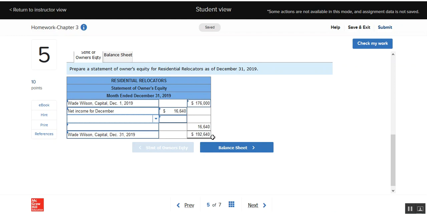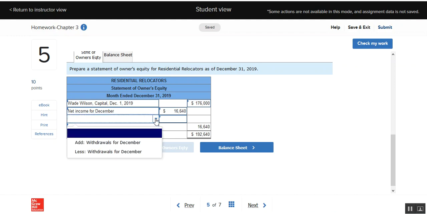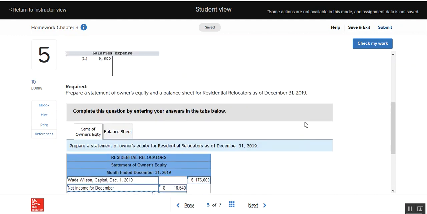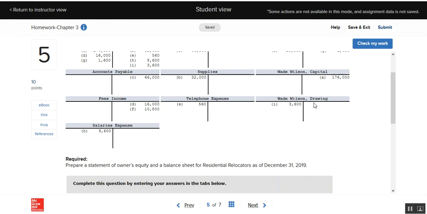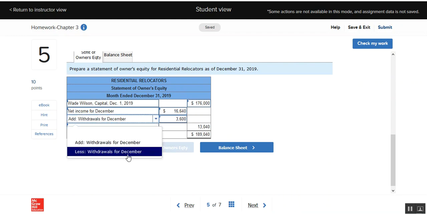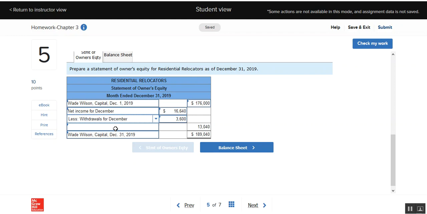So you see it went from $176,000 to $192,640. The other thing that will affect his capital is money that he took out of the business, and those are withdrawals. So it actually says that he had taken out $3,600 out of his company, and he can do that. It's his company. He can take the money out. So we're going to, whoops, that should not be add. Clicked the wrong thing. It should be subtract, because that's going to lower the value of what he owns in this company. So you'll see that brought this balance down a little bit.